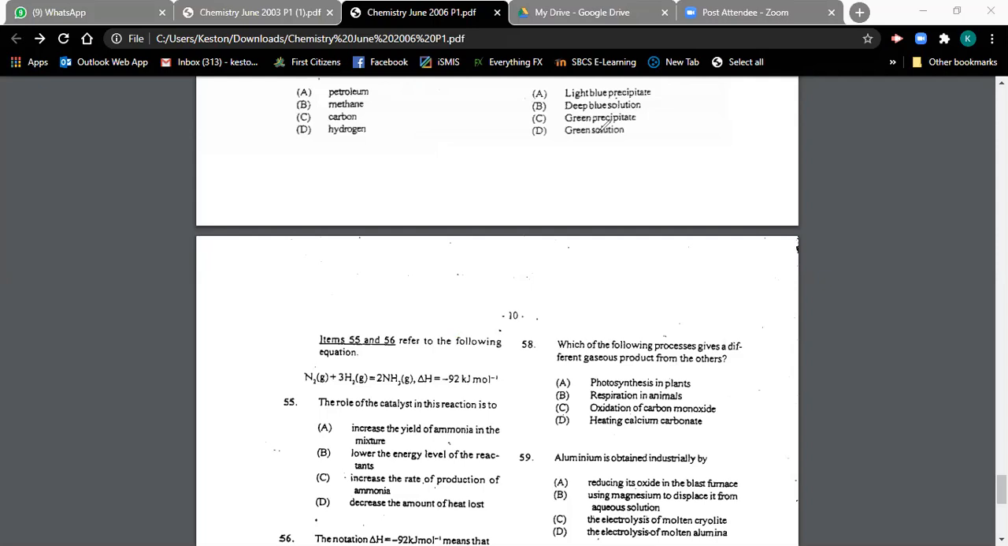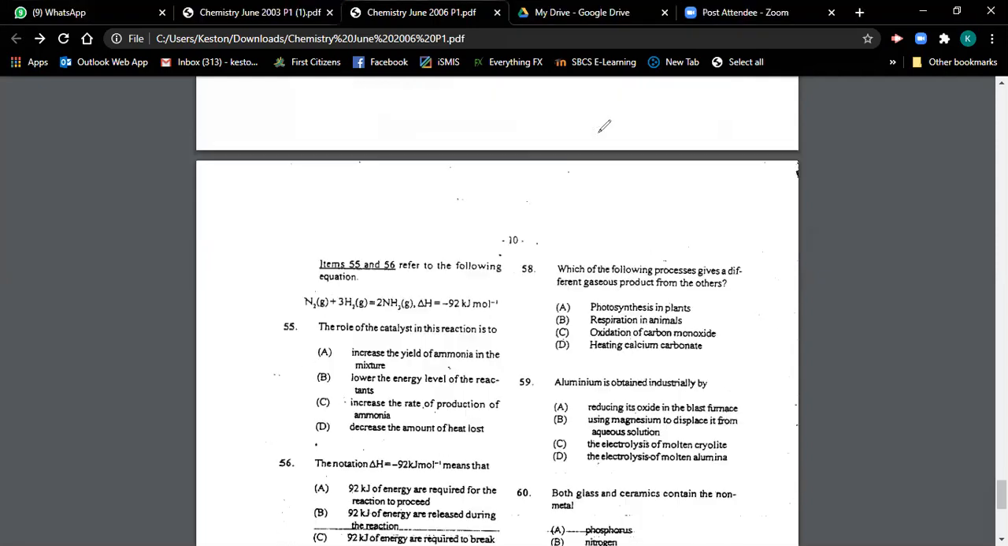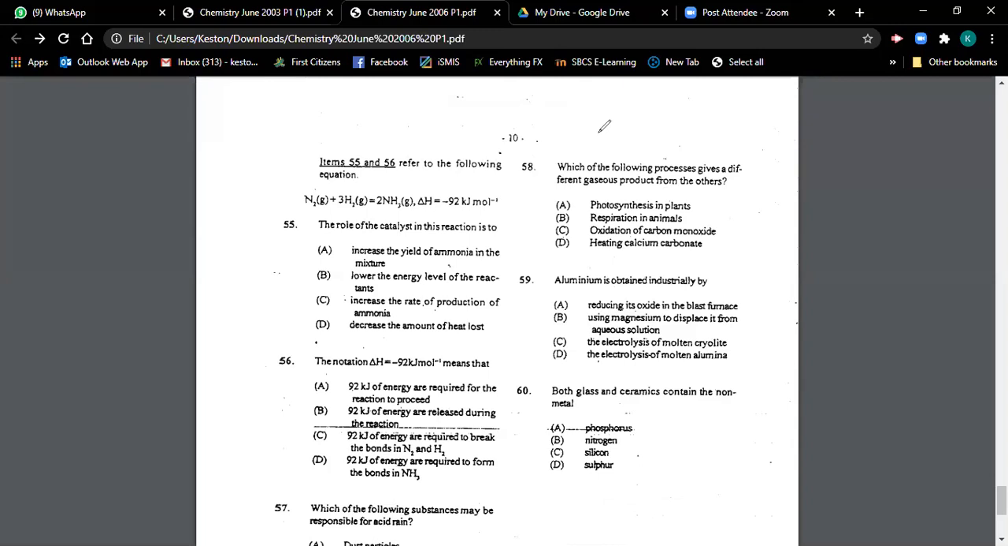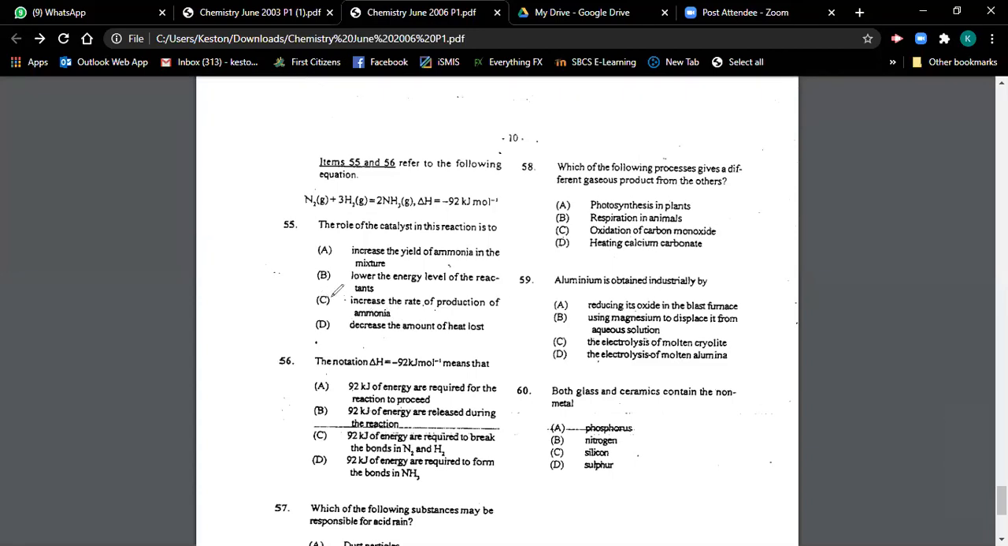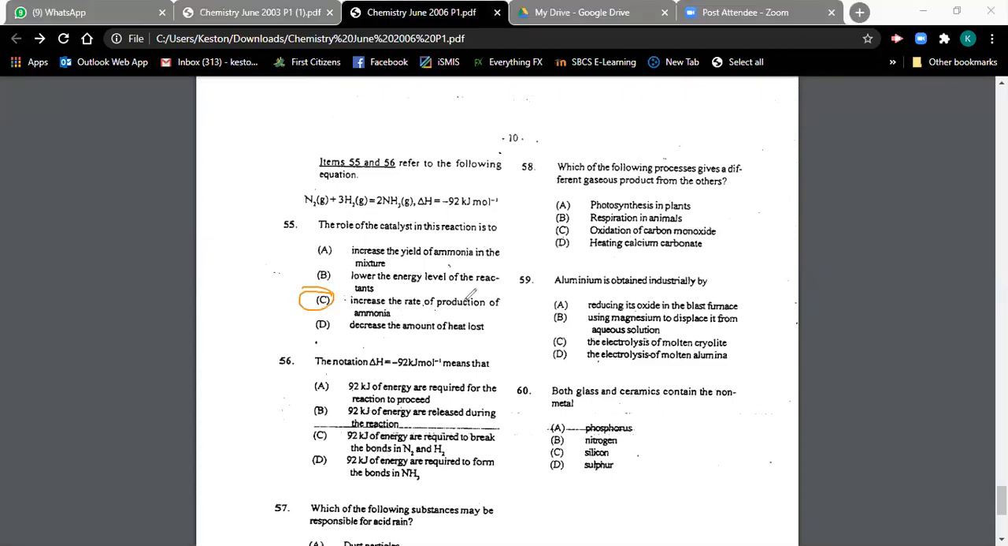55. The role of the catalyst in this reaction is to do what? You see nitrogen gas, hydrogen gas, they're trying to make ammonia. Why do we use a catalyst? Any ideas? Increase the rate of production of ammonia. Yep. It increases the rate of production of ammonia by giving it an alternative path.